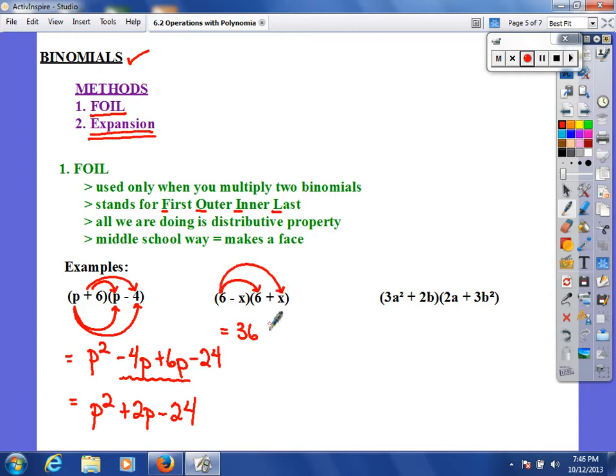6 times positive x is positive 6x. Notice the variables don't have to come first. I did that on purpose. I wanted to make sure you knew the variables don't have to be first. You still just do first, outer, inner, last.